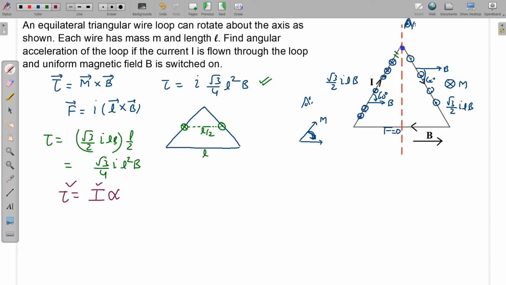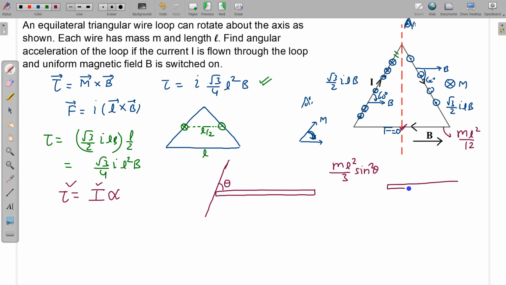Again, we have to calculate the moment of inertia of each wire separately. For this wire there is a direct formula, for an axis passing through the center and perpendicular to the wire: the moment of inertia is simply ml square by 12. And suppose this is a thin rod, and the axis passes through this end and makes an angle theta. For this axis the moment of inertia will be ml square by 3 sin square theta.